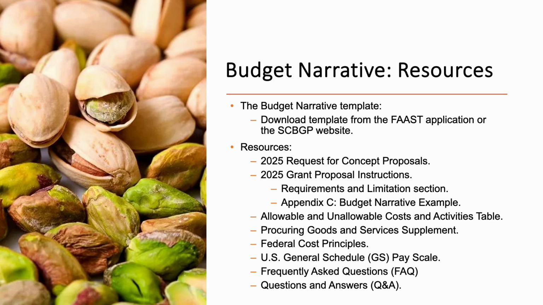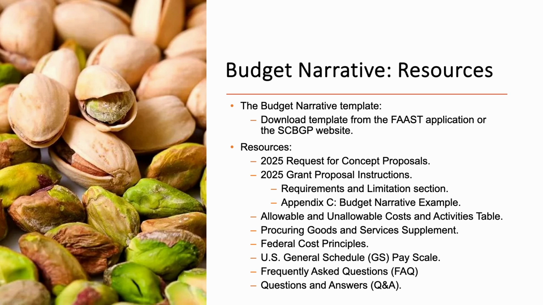To begin, download the template from the budget narrative section in the FAST application or from the SCBGP website and save it to your computer. There is no minimum or maximum number of pages for your completed budget narrative. We ask that you do not change the formatting of the template, except to add or delete rows in the tables. Please leave it as a Word document with 12-point Arial font and 1-inch margins.